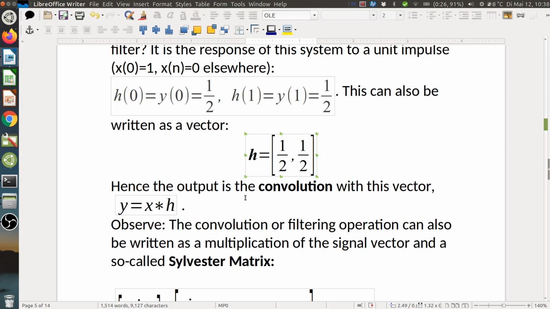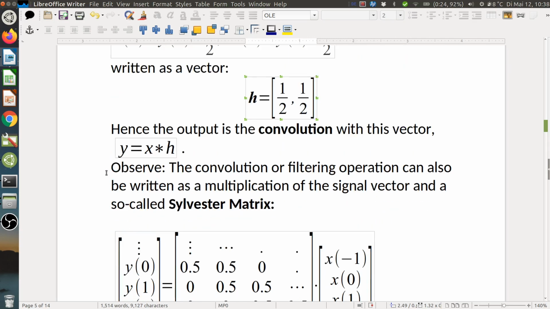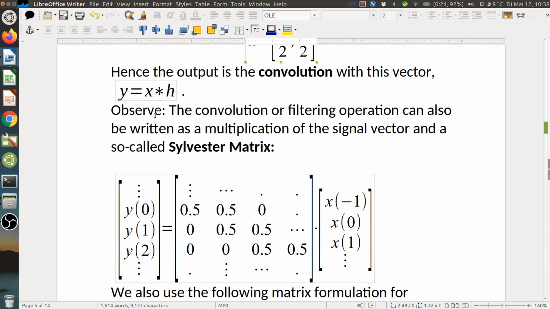So that also means that now we can compute the output as a convolution of this input with this impulse response h. So this equation here, y equals x convolved with h. So the output is then the same. And this convolution can now also be written as a matrix multiplication. So the convolution or filtering operation can also be written as a multiplication of the signal vector and the so-called Sylvester matrix, which you can see here.